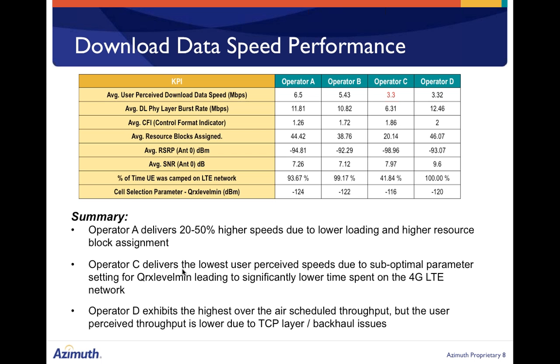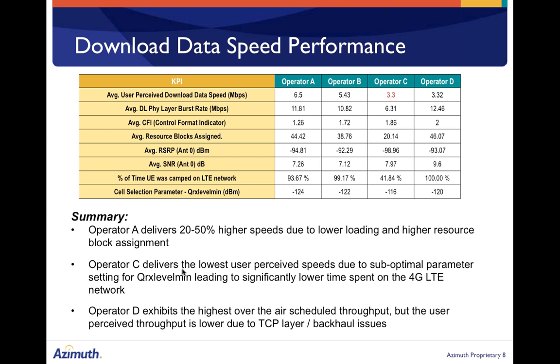That also helps from the fact that the number of resource blocks assigned by operator A is pretty high, one of the highest compared to the other operators, or on par with operator D. Since the network is relatively less loaded, operator A can assign more resource blocks, and the more resource blocks you can assign in LTE, the better speeds you get at the physical layer. So lower loading, higher resource block assignments, and spending a substantial amount of time on the LTE network really helped operator A offer the best performance compared to the other 3 operators.